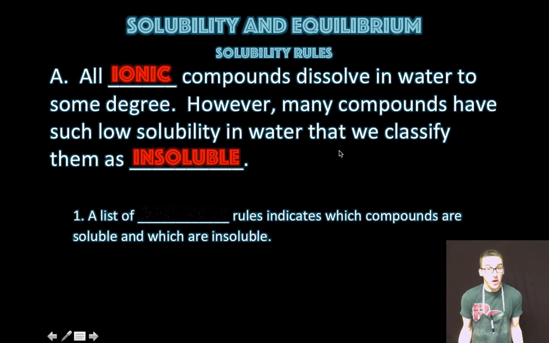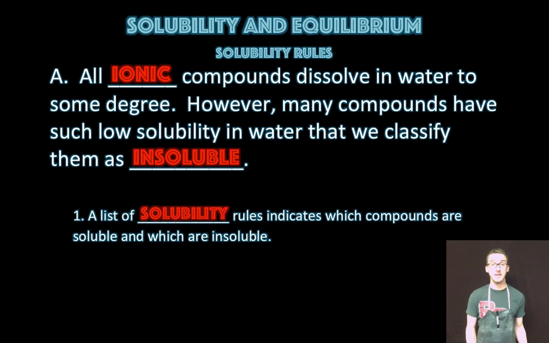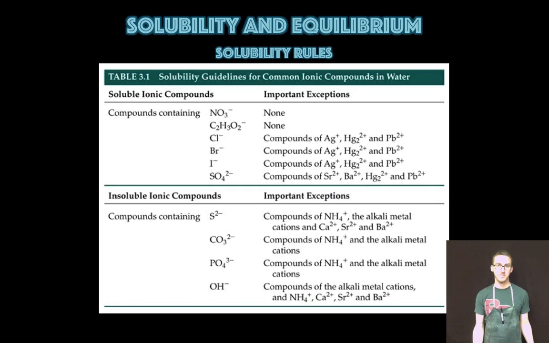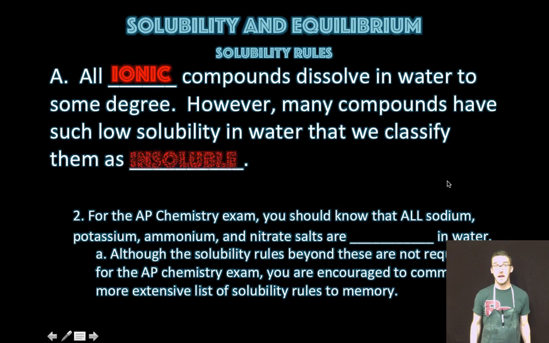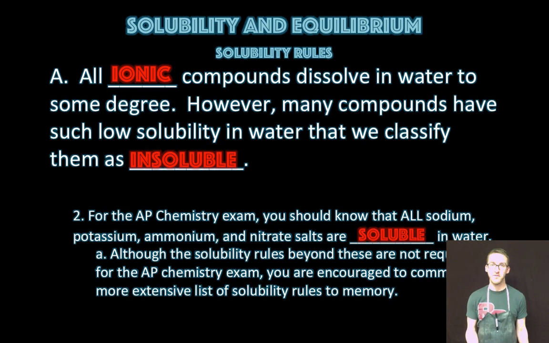Now, how do you know which ones are soluble and which ones are insoluble? Well, you can turn to a list of solubility rules that indicate which compounds are generally soluble and which are insoluble. Boom. This is what you use in your first year of chemistry. However, you don't get one of those handy solubility rule charts for the AP exam.